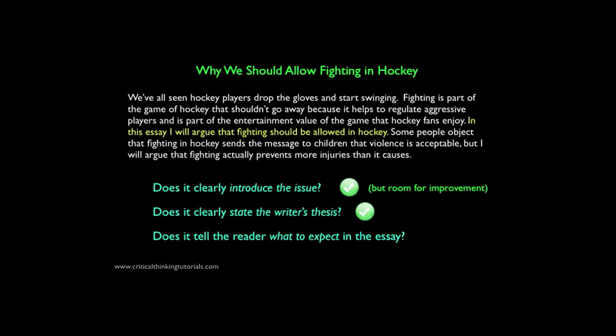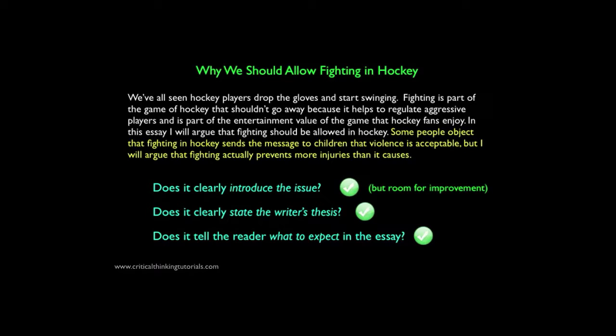Now, does the writer give us an idea of what to expect in the rest of the essay? Yes, he does, especially in the last sentence. "Some people object that fighting in hockey sends the message to children that violence is acceptable, but I will argue that fighting actually prevents more injuries than it causes." This tells us something about the argumentative structure of the essay. We know that the writer is going to consider an objection and present a reply to the objection, and we're told what issues the objection and the reply are going to address.